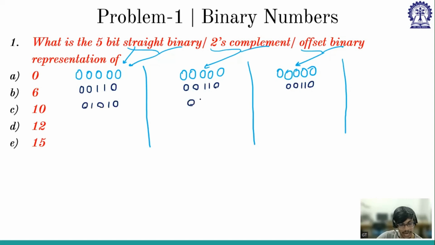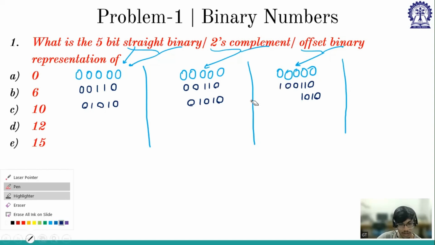As I have not given any signed numbers, the offset binary is written like this. Sir, when we are writing the 2's complement, actually we have to take the 1's complement of this number and then add 1, right? Yes, that is the 2's complement. But if you take 00110 and take the complement and add 1, it will become 11010.